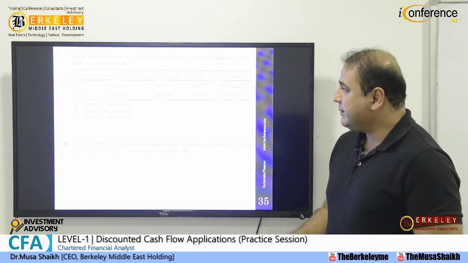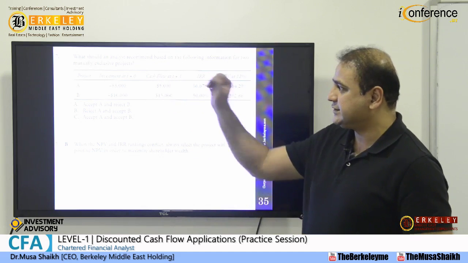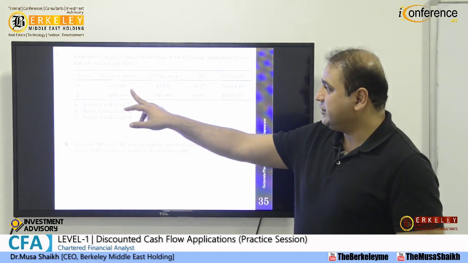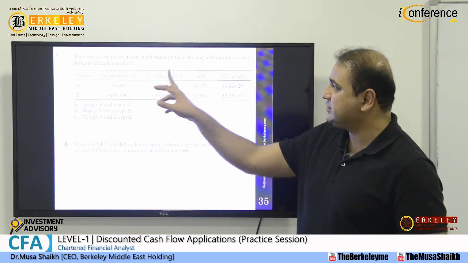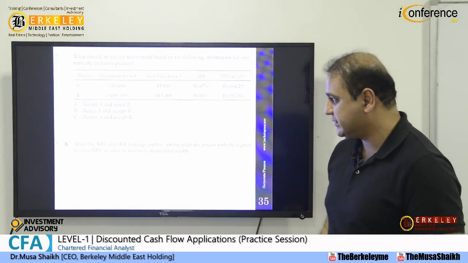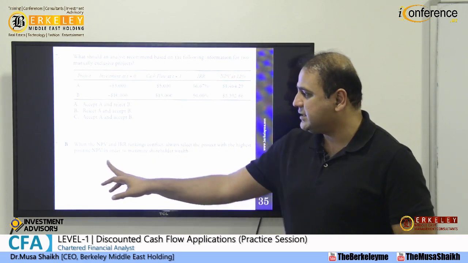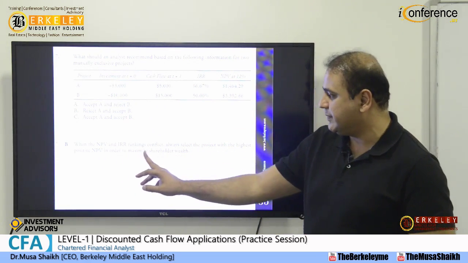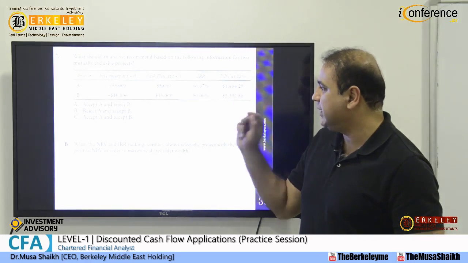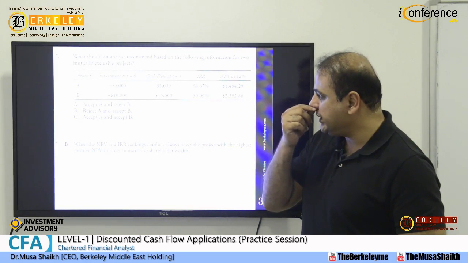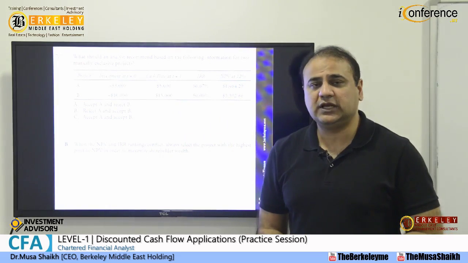What should an analyst recommend based on the following information for 2 mutually exclusive projects? It's like you invest 3,000, get 10,000, so it's almost the same. Just the information changes for mutually exclusive projects. When NPV and IRR ranking conflict, always select the project with the highest positive NPV in order to maximize value. You can see project B has the highest NPV, so we will accept project B and reject project A. This is in case they are mutually exclusive.